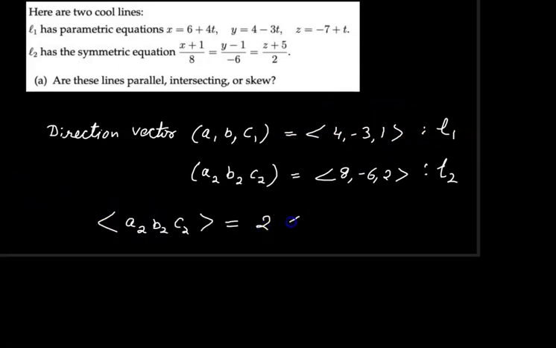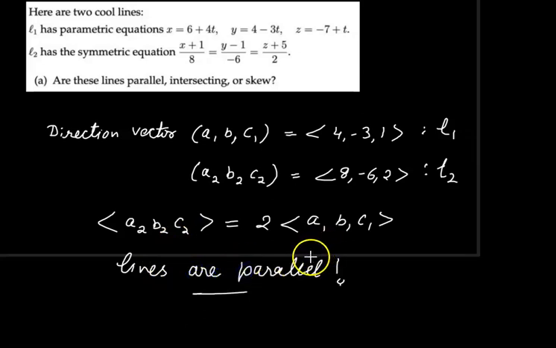That means the second is a multiple of the first direction vector. So the lines are parallel when the direction vectors are the same or they are multiples of each other. So we have checked that the lines are parallel.